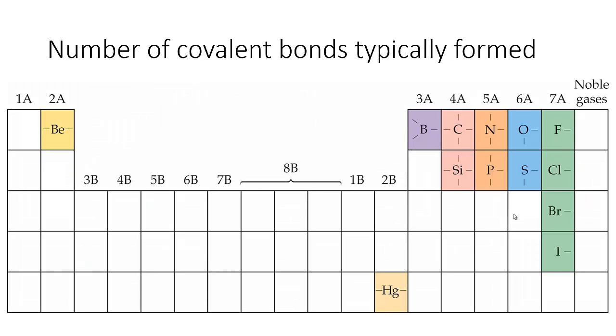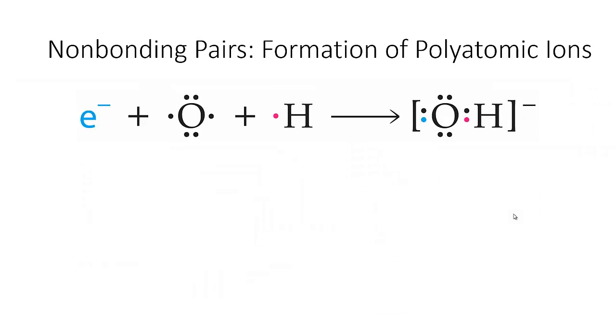Alright, so let's look at this. This is a pretty chart that your book published that shows you just kind of in a pictorial form how many bonds are typically formed for each of these elements here. Additionally, we can use non-bonding pairs to form what's called a polyatomic ion. So remember, polyatomic means there's more than 2 atoms, and in this case they're going to form an ion.